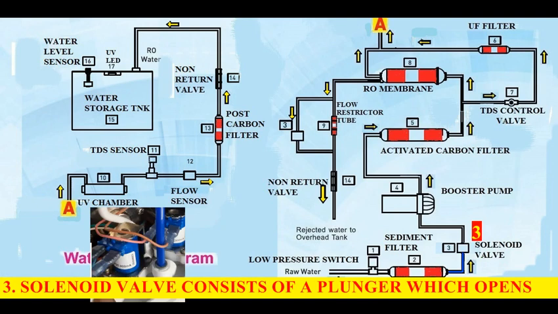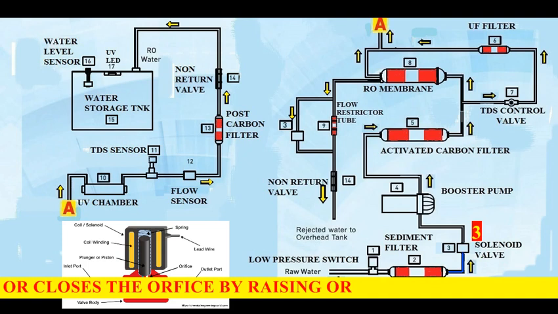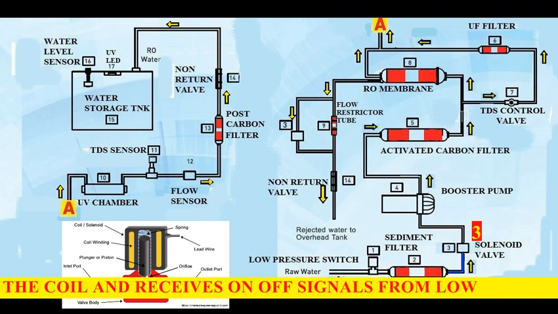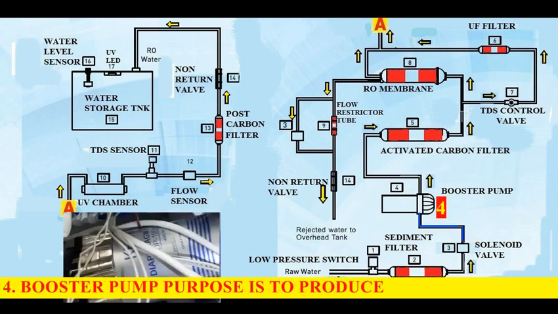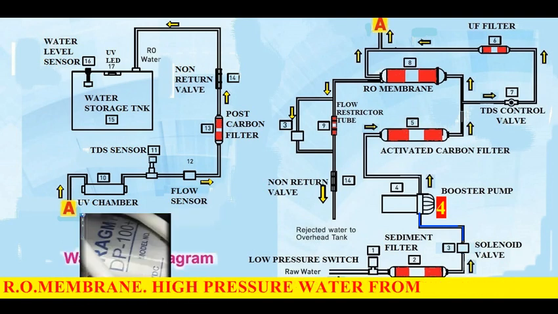Number 3, solenoid valve consists of a plunger which opens or closes the orifice by raising or lowering within a sleeve tube by energizing the coil, and receives on-off signals from a low pressure switch. From solenoid valve water flows to booster pump. Number 4, booster pump purpose is to produce required pressure for reverse osmosis process of R.O membrane.